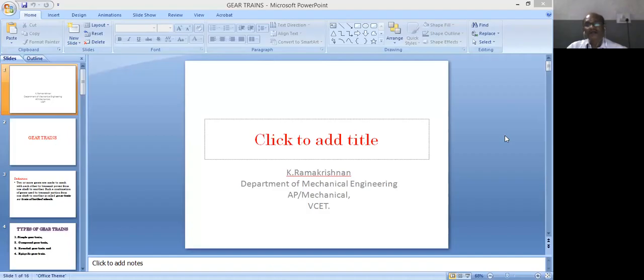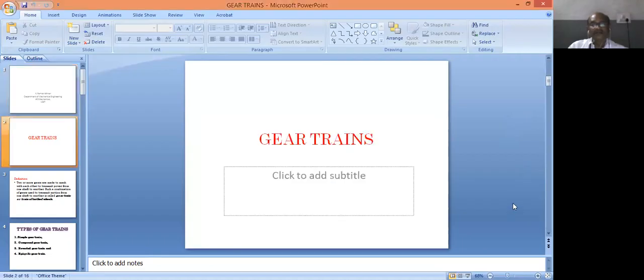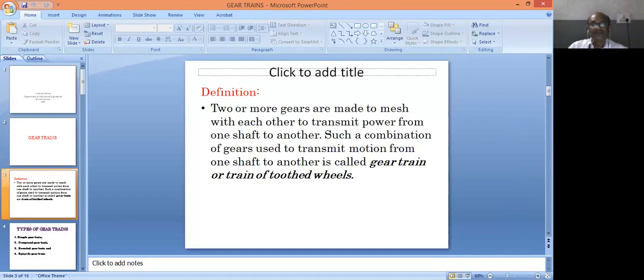Students, in this session, let us discuss the gear train. We discuss the definition of the gear train and the various types of gear trains. These are the topics to be discussed in this session. First, let us consider what a gear train is.